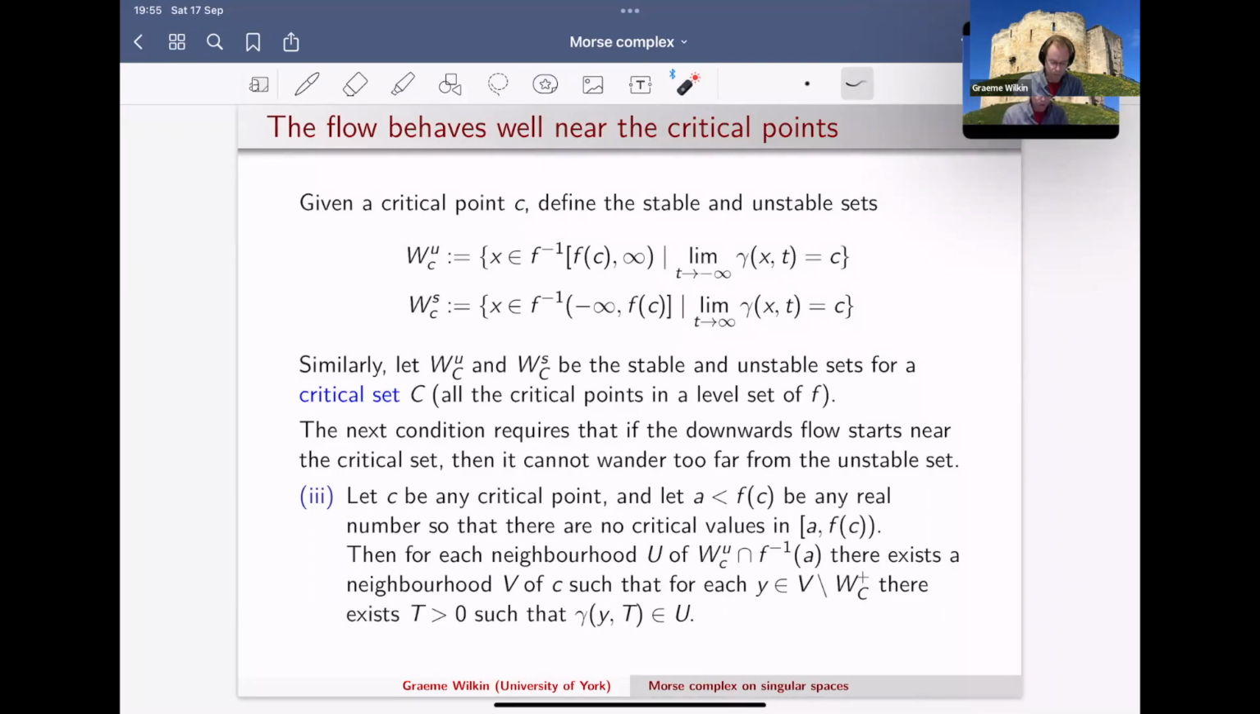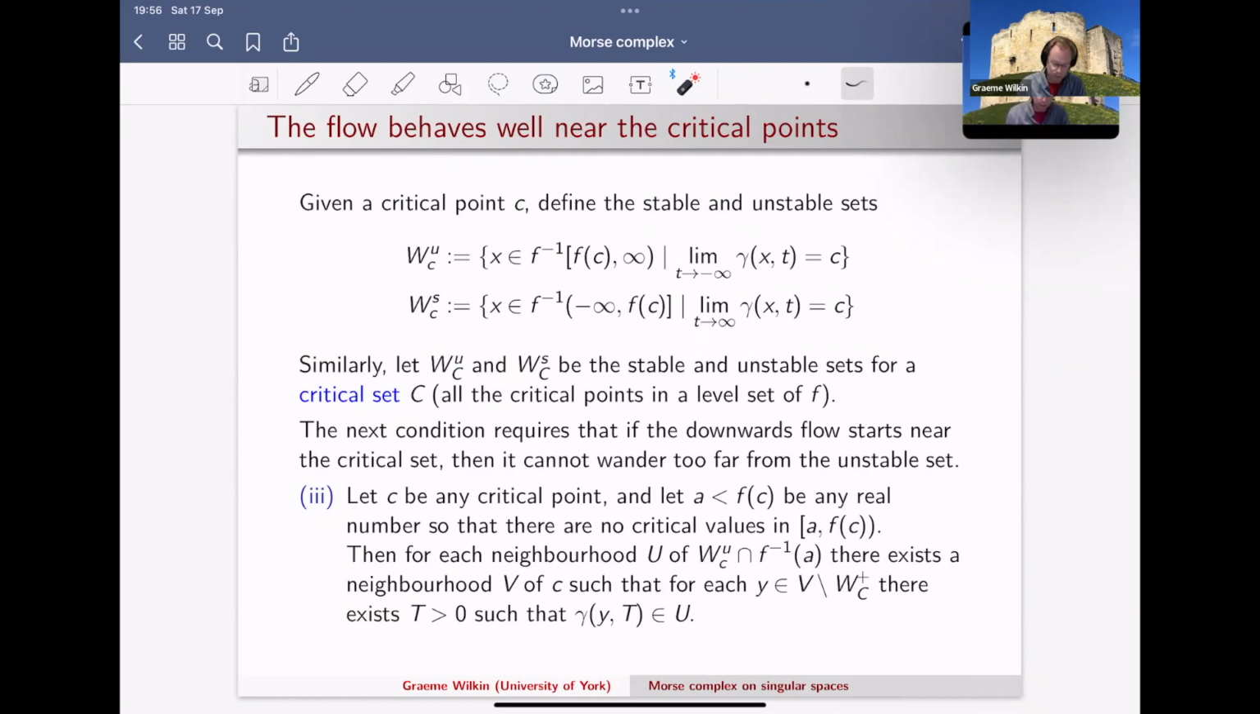So if we pick the unstable and stable sets of some critical set here, then what we want to do is impose some condition that says that if we start near the critical set and we flow down, then we can't wander too far from the unstable set. So I think this is best described with a picture.